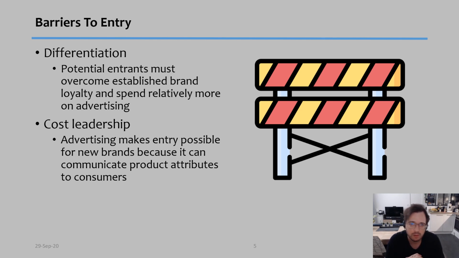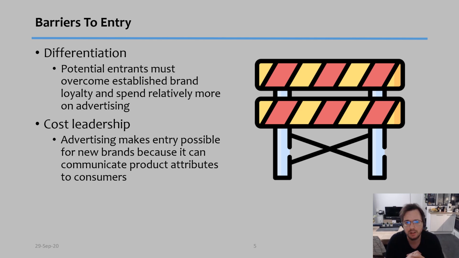On the other hand, barriers to entering cost leadership. Now, industries that are very focused on cost leadership, what we tend to see here is that advertisement will make entry possible for many new brands because they can easily communicate the attributes to the consumer. Although what we tend to see in these situations is that whenever there are new entrants in a market that is very cost leadership style, brands that are already established tend to do much more advertisement to try to eliminate the influence of those new brands.